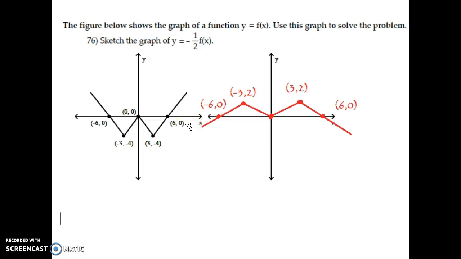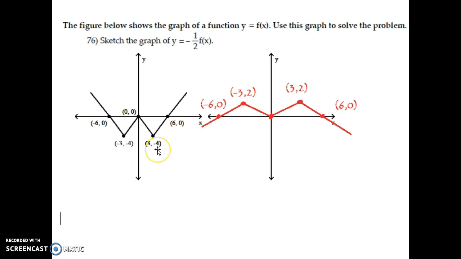Keep that in mind as you go through it. And what you want to go through is point by point here. Look at y, because y is equal to f of x. Multiply the y value by a half and then make it negative. So the negative 4 should become negative 2 when you multiply it by a half. And then make it the opposite sign so it's a positive 2. So this point becomes this point.